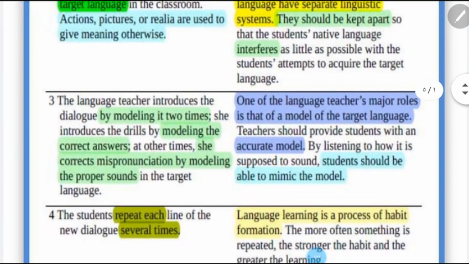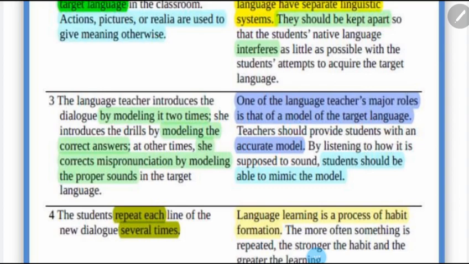Number 3, the language teacher introduces the dialogue by modeling it 2 times and also modeling the correct answer when they work on roles. The teacher also corrects mispronunciation by modeling the proper sound.